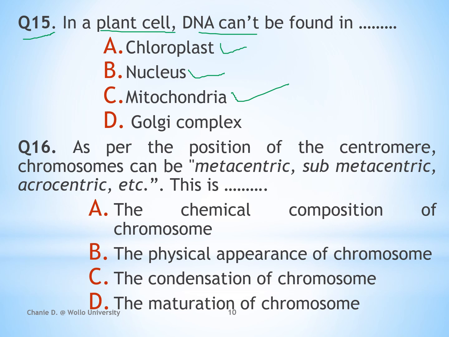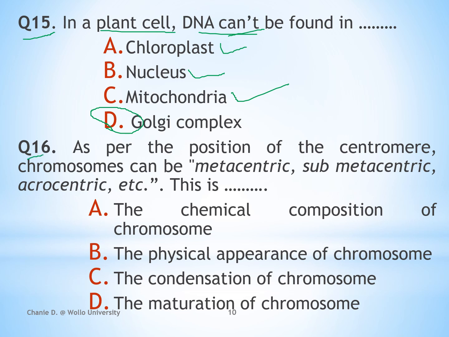So in this question, in a plant cell, DNA can't be found in blank, which cannot be found. The Golgi complex is a cell organelle which does not have its own DNA within its organelle membranes. So the Golgi complex is the answer, the one with the absence of DNA.